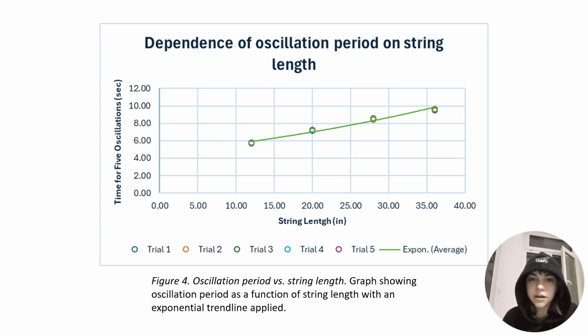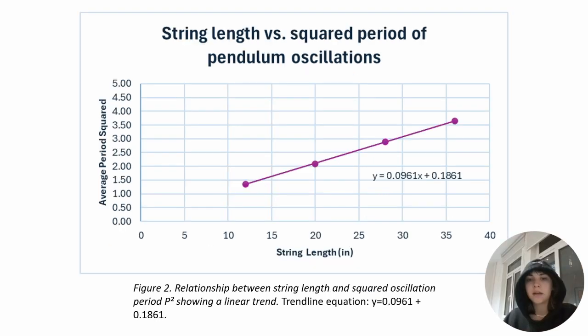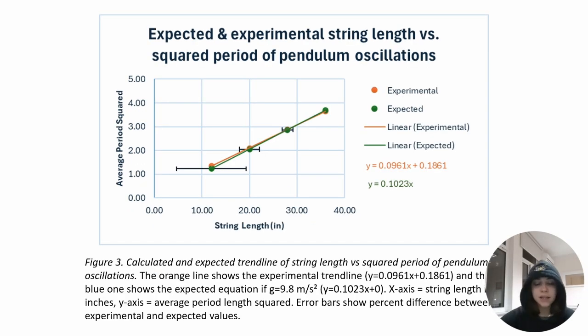As the string length increased, the oscillation time also increased, which tracks with the equation that we saw before. And to linearize the data, the period squared was graphed against the string length, which gave us this linear equation.